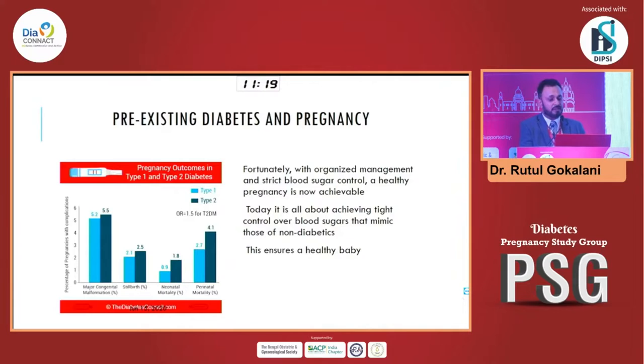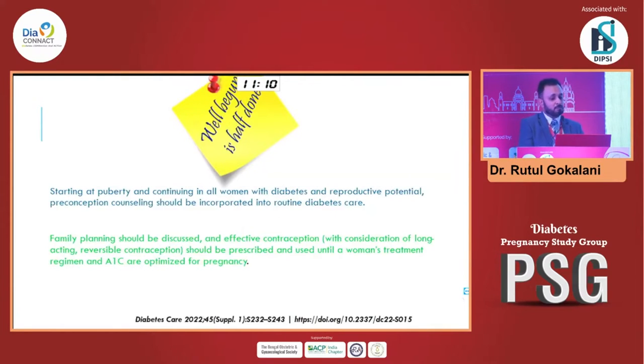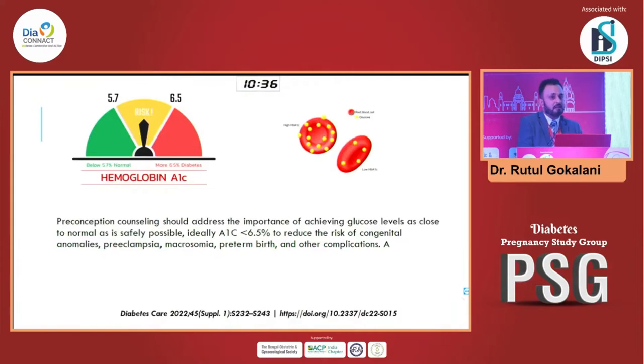Today, it is all about achieving tight control over blood sugar, making it like that of non-diabetics, to ensure a healthy baby. So when to start? Let's start at puberty and continue in all women with diabetes and reproductive potential. Preconception counseling should be incorporated into routine diabetes care. Family planning should be discussed and effective contraception, with consideration of long-acting reversible contraception, should be prescribed and used until a woman's treatment regimen and HbA1c are optimized for pregnancy. So what should be the glycemic target? It may be less than 6.5. Earlier we used to say less than 7%. Now it is less than 6.5, but I would say we can even achieve less than 6%, as we have had miraculous drugs in the last decade.